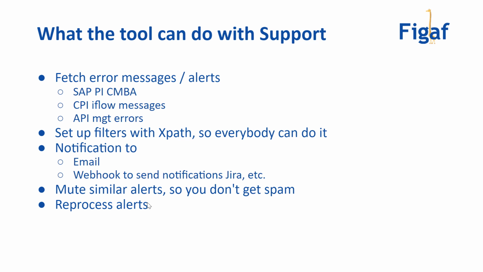You can also send a webhook to Jira or some other location. And then a really important part is you're able to mute alerts. A lot of the time, if you have scheduled jobs, you will get the same alert again and again, and we have made it possible to just say, okay, we got this alert, we have seen it before with the same properties, hence we will just ignore it for now. And that's the goal of that muting. And we have an option to do reprocessing in CPI also.